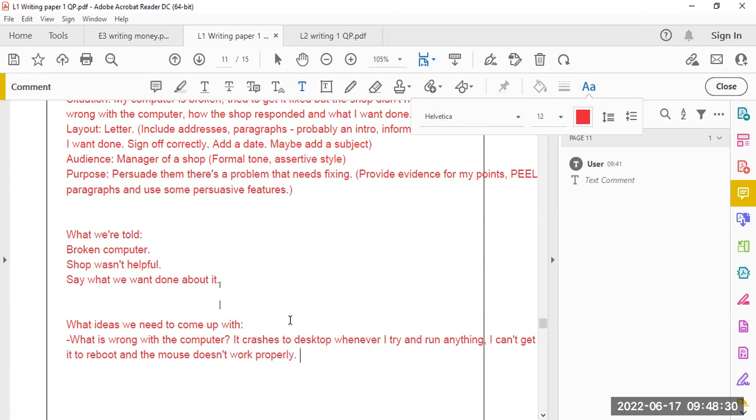You don't have to be as specific as I have. I've put a few things in there. In terms of this task, they're not going to give you something that you don't know anything about. We've all had problems with technology before, so you should be able to come up with something. Okay. What's wrong with the computer?